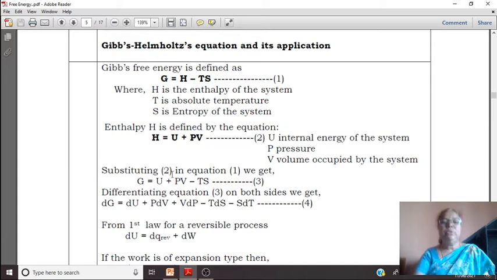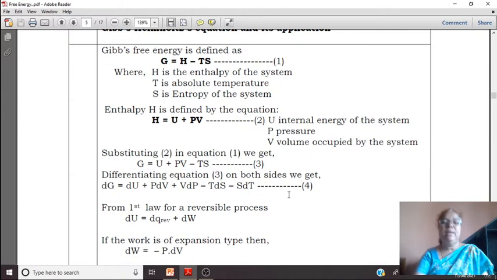Then substituting equation number 2 in equation number 1, we get G equal to E plus PV minus TS. Let it be expression number 3. And differentiating this equation on both sides, we get dG equal to dU plus PdV plus VdP minus TdS minus SdT, and let it be our expression number 4.